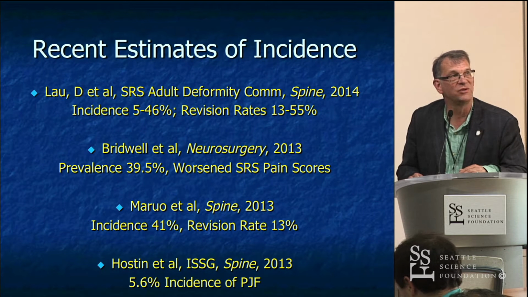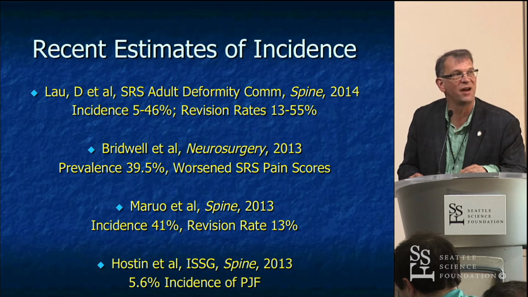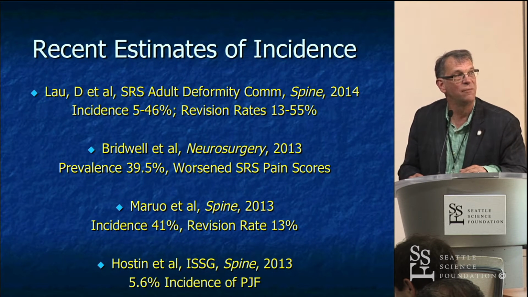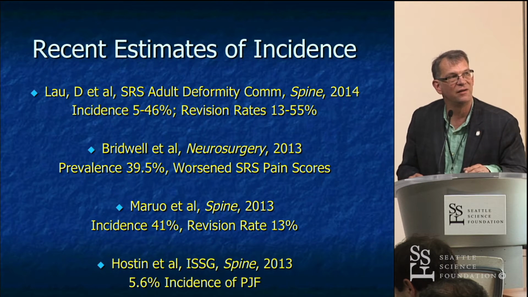And recent estimates of incidence, kind of updating those papers, the Lau paper from the Adult Spine Deformity Committee of SRS showed an incidence of somewhere between 5 to 40%, with revision rates among patients that have the complication of up to 50%. Dr. Bridwell out of WashU showed a prevalence of up to 40% and did show a correlation to pain scores. Mauro et al. again, an incidence of 40% and a revision rate of 13%. Rich Hostin in the ISSG data showed a lower incidence of 5.6%.